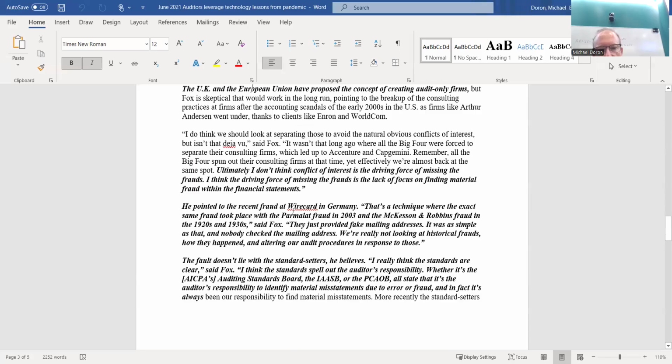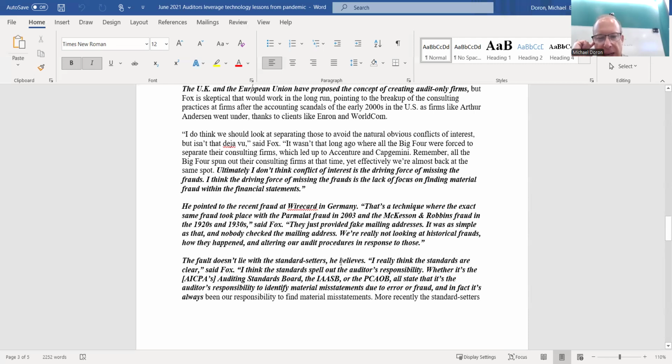He pointed to the recent fraud at Wirecard in Germany. That's a technique where the exact same fraud took place with the Parmalat fraud in 2003 and the McKesson and Robbins fraud in the 1920s and 1930s. They just provided fake mailing addresses. It was as simple as that, and nobody checked the mailing address. We're really not looking at historical frauds, how they happened, and altering our audit procedures in response to those.